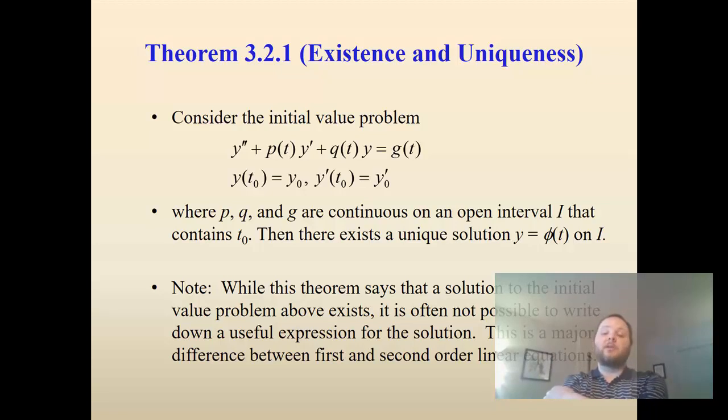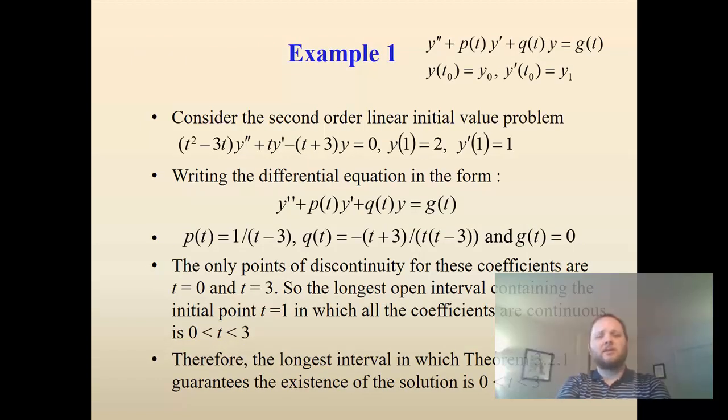Also, look at the note down below. Just because there is a solution, that doesn't mean that you're going to be able to write it down in any useful manner. While this theorem says that a solution to the initial value problem above exists, it is often not possible to write down a useful expression for the solution. I don't know if I would say it is often, but it is possible. It is a possibility that there might not be a useful expression for the solution. It could just be too disgusting.